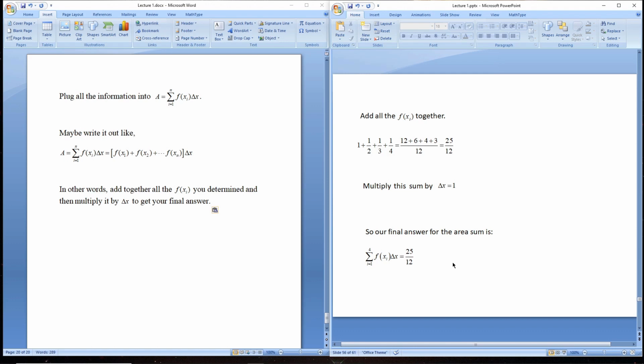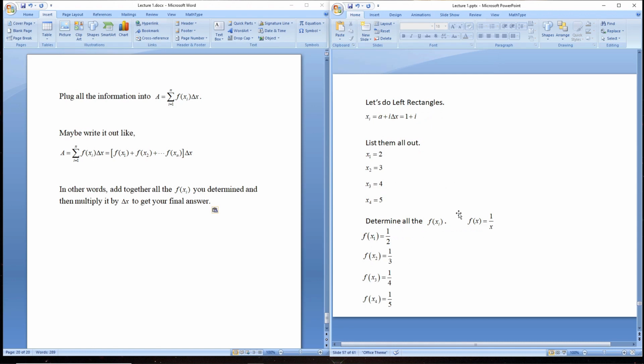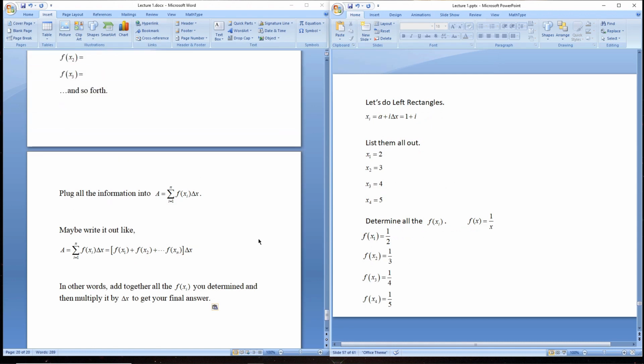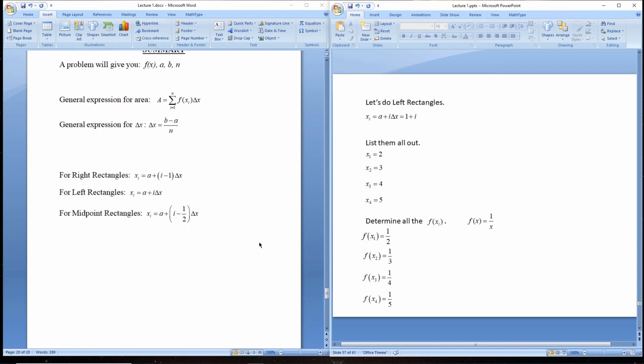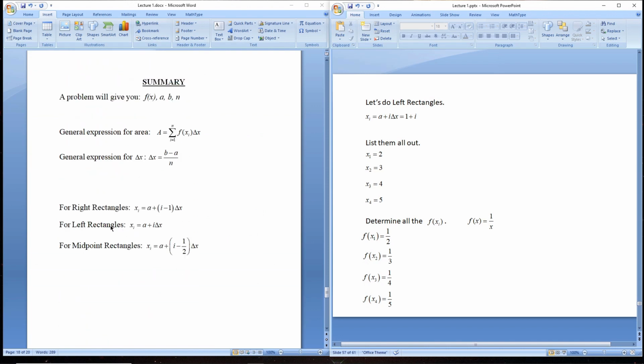So that's for right. Let's try left rectangles. I'm going to use the same strategy. I'm just going to remind you again, using our summary chart here, that left rectangles are given by this expression, a plus i delta x. And so notice I have that written again over here, but I'm plugging in now the information of the problem. We know a is 1, so I plug that in. We also know delta x is 1, and so I plugged that in. And so this expression then simplifies down to 1 plus i.